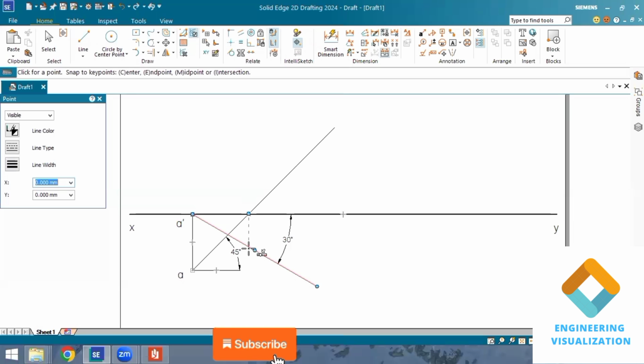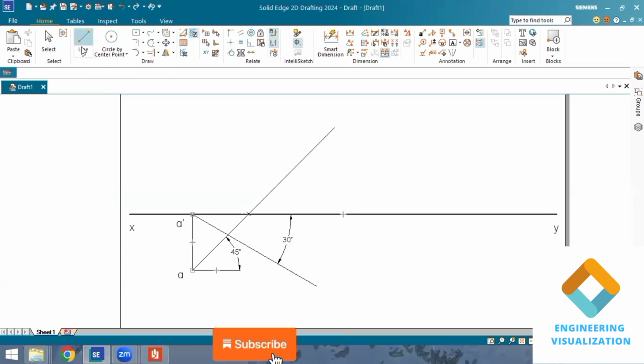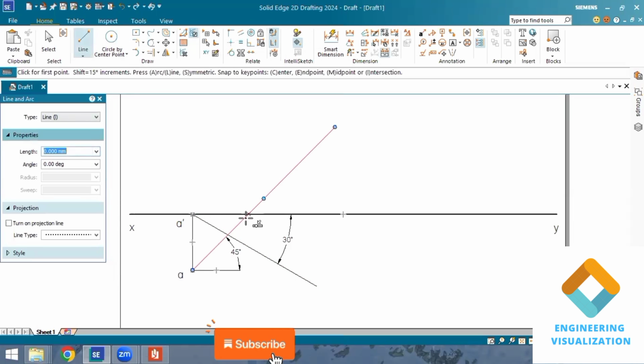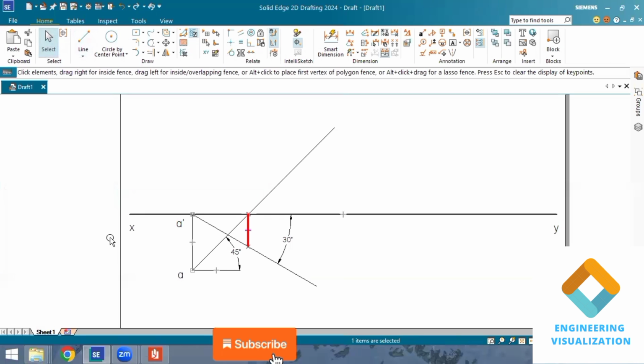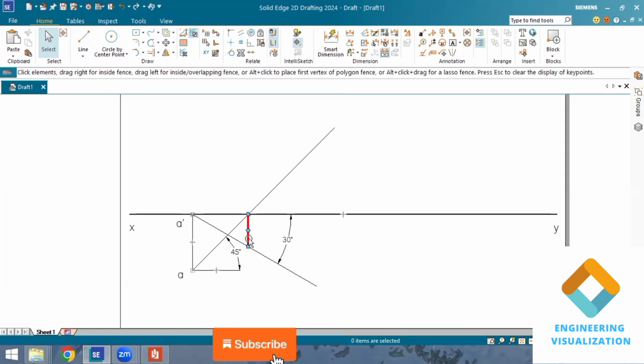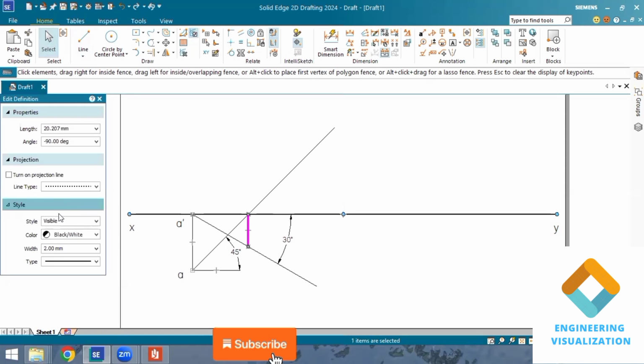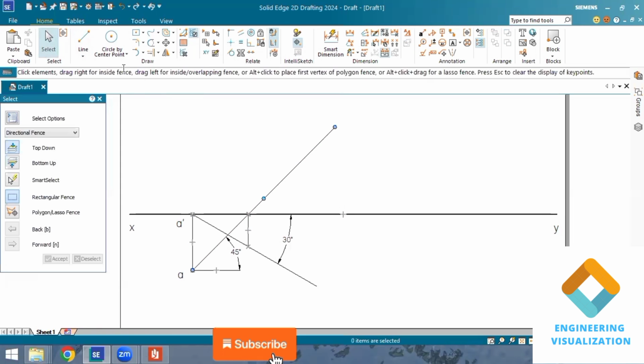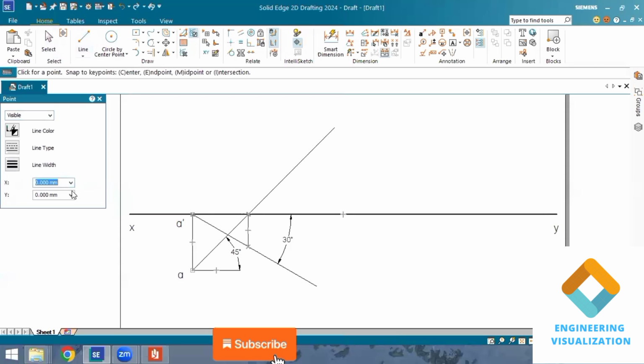Now vertically downward is another point. Now we need to draw with the vertical line here. Yes, I can change the thickness of this line. So I'll be making it as 0.13 mm. Change it to 0.13 mm here. Okay, you can see here we should mention the points here.